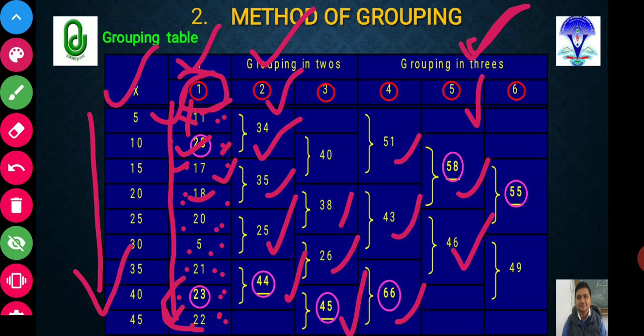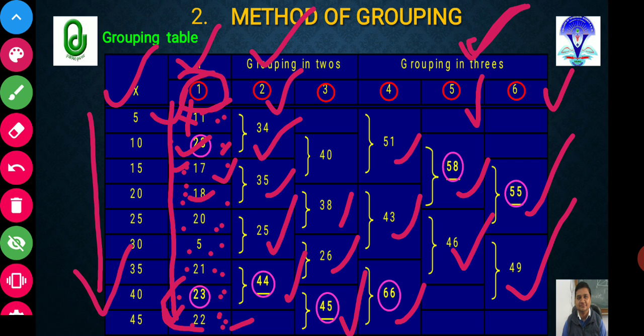Next, in column 6, we again group in terms of 3, but starting from the third value. So we will leave 11 and 23 and start from the value 17. 17 plus 18 plus 20: 17 plus 18 is equal to 35, plus 20 is equal to 55. The next grouping is 5 plus 21 plus 23. 5 plus 21 is equal to 26, plus 23 is equal to 49. And the last value is alone, so we will not add.